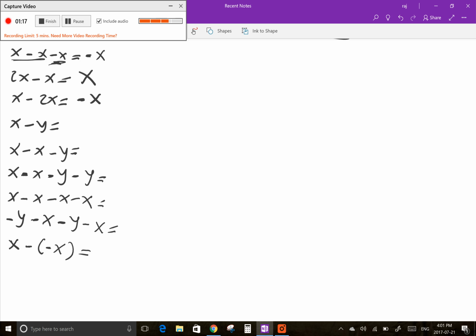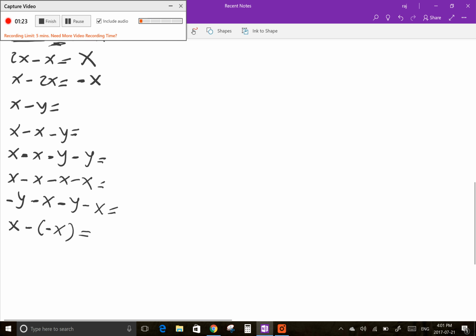Always remember, you don't write the 1 in front of the x. You don't need to write 1. There's always a 1. And if it's a negative, you need to include the negative sign so it knows that it's negative 1x.